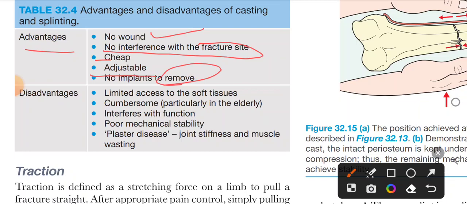Disadvantages include limited access to the soft tissues. For example, once we have applied a cast, we cannot see the condition of the skin or wound unless we remove it. Cast has a weight and is cumbersome, especially for the elderly, and it interferes with function. It has poor mechanical stability and breaks easily upon getting wet. It can cause plaster disease, that's joint stiffness and muscle wasting.